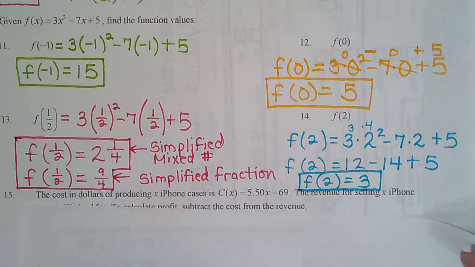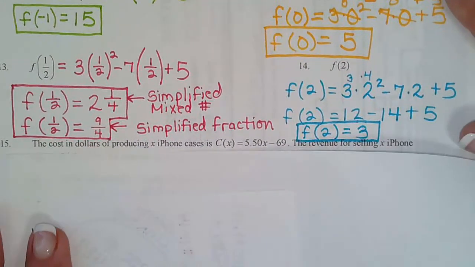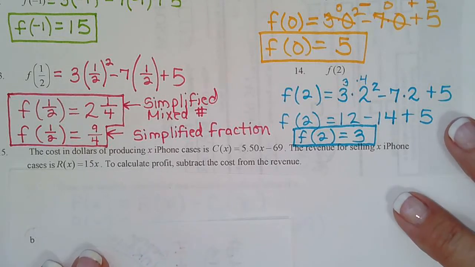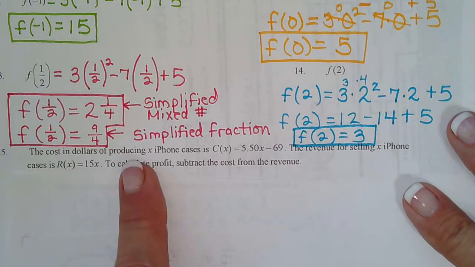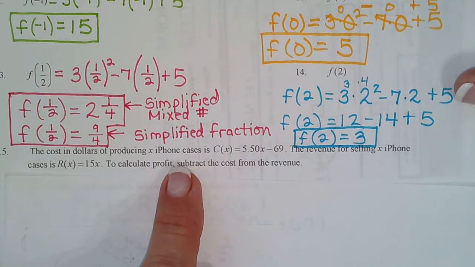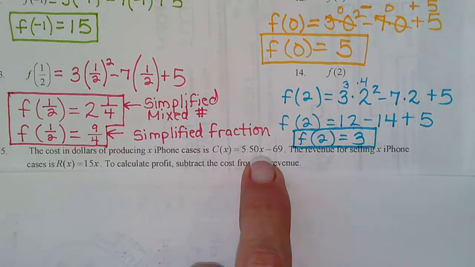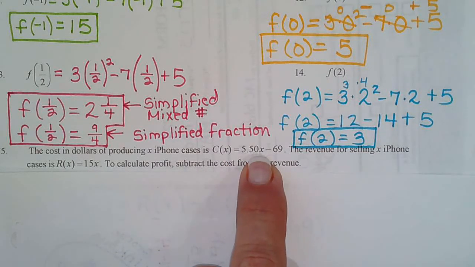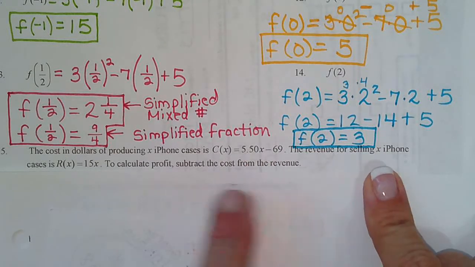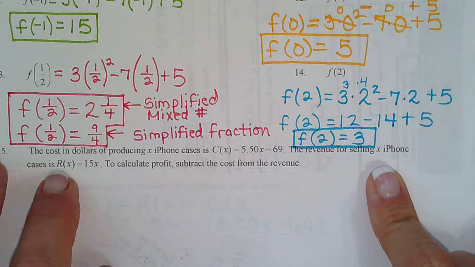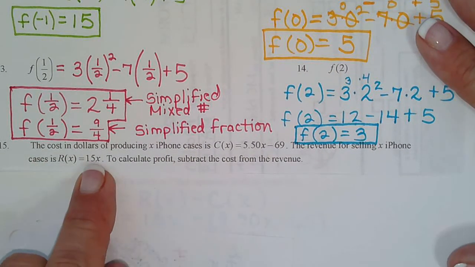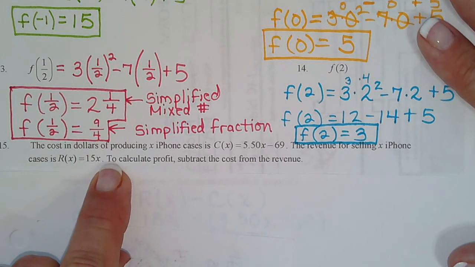Okay, the last problem is asking us to write an equation for profit. So the cost in dollars of producing iPhone cases is this. So this is the function for the cost in dollars. The revenue, that means the money coming in for selling the iPhone cases, is this. So evidently we're selling them for $15, right? So $15 times how many we sell.